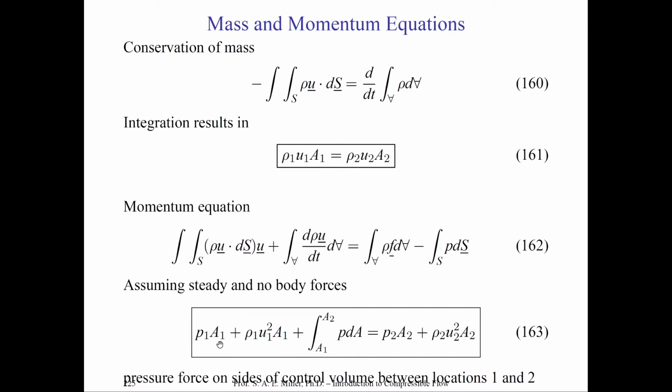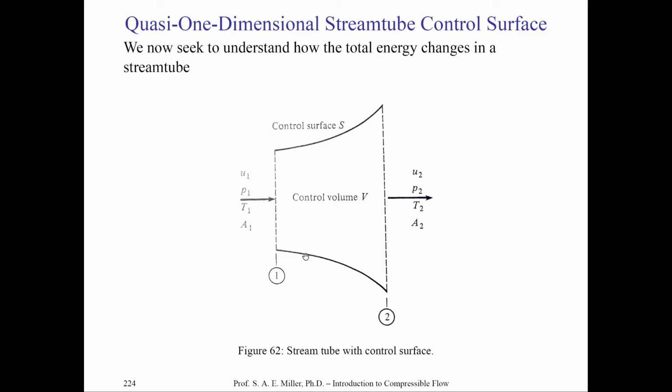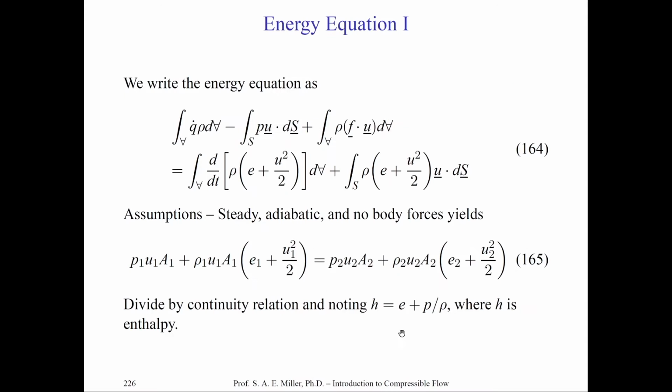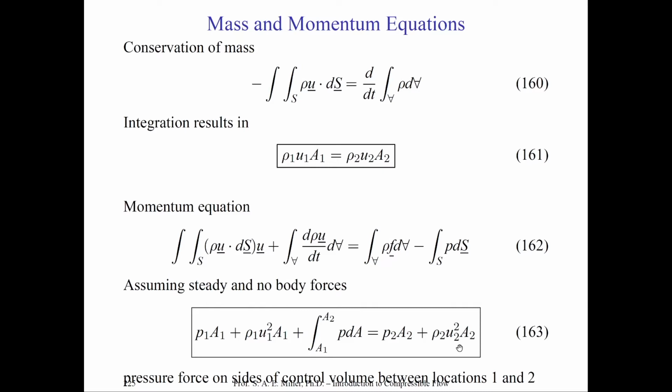Well, the first term, let's evaluate on the inlet of the stream tube, subscript 1. And we'll have P1 A1, which comes from the right-hand side second term, plus rho 1 u1 squared A1, which comes from the first term, plus an integral from A1 to A2 of p dA. That accounts for the pressure forces as a function of area from 1 to 2 on the circular circumference of the stream tube. And then we balance the right-hand side. This would be P2 A2, which is the pressure force acting on face 2 at the end of the stream tube, and then once again the momentum flux term of rho 2 u2 squared A2, which comes from the first term.